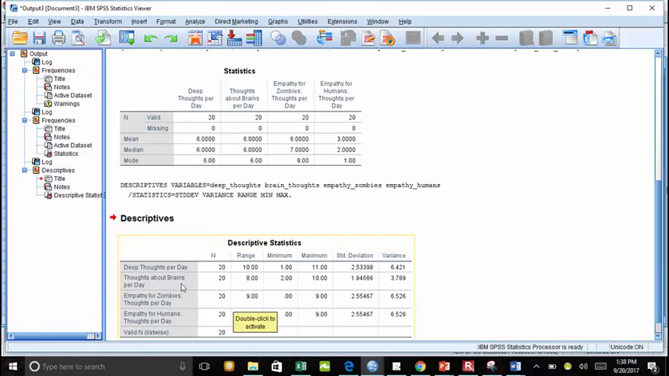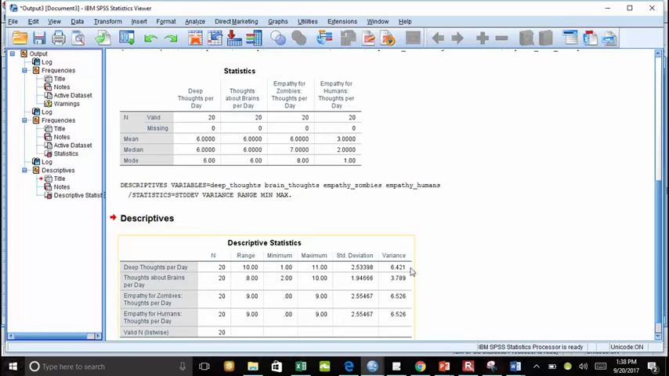Thoughts about brains per day, again, we have 20. This one ranges from 2 to 10. So 10 minus 2 gives you a range of 8, and your standard deviation and variance. And same with empathy for zombies and empathy for humans. Again, it gives you your minimum, maximum, your range, and standard deviation and variance. Those were what we had selected.